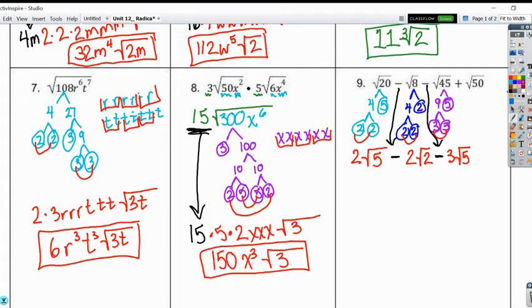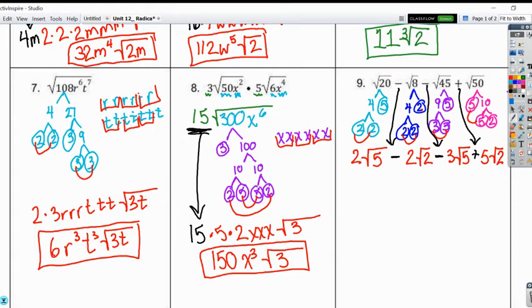And lastly then, the square root of 50 needs to be handled. So maybe I think about that as 5 times 10, where 5's a prime. And 10 is 5 times 2, where 5's a prime and 2 is a prime. So I find a match, write it down once. Any values left over without a match, like that 2, stay underneath of the radical. This was an addition problem, so I keep my addition sign.